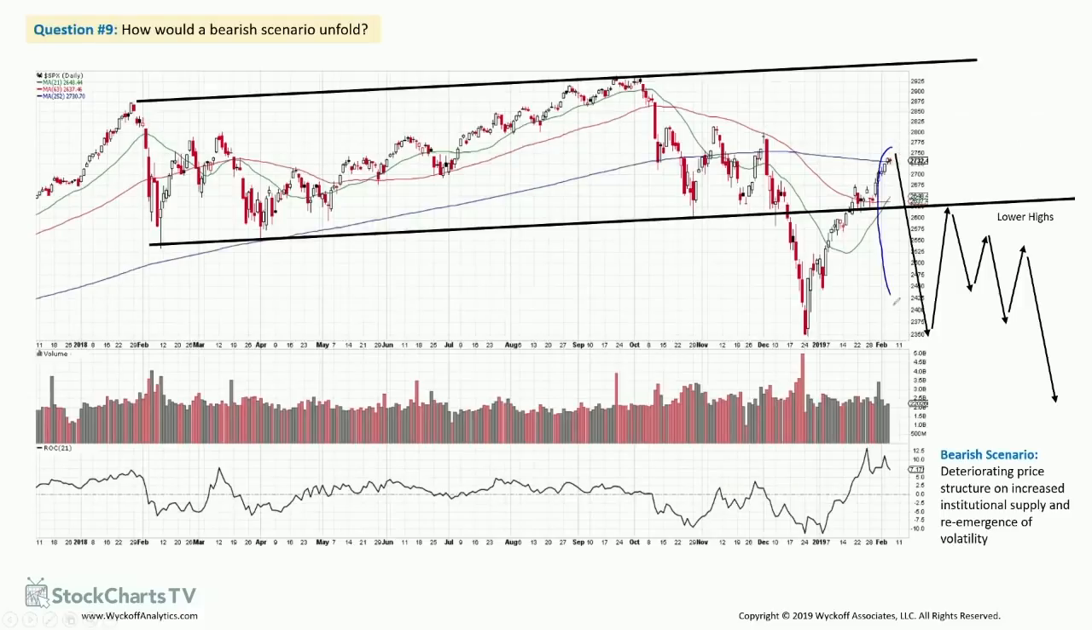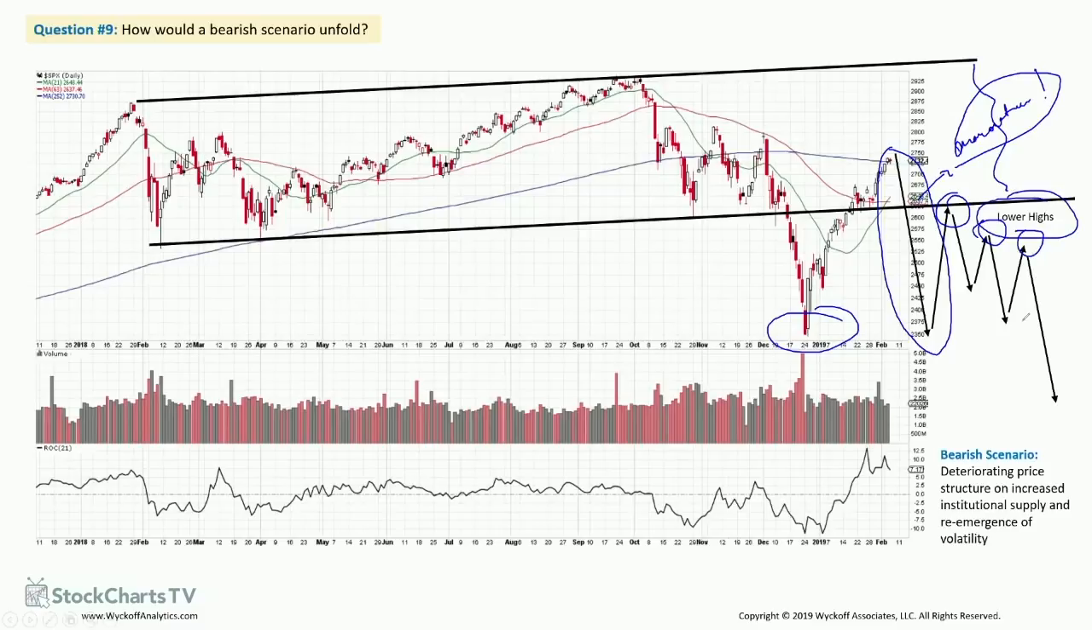Imagine if this reaction is quite significant, and the character of this, and this is going to be extremely important, has a lot of bearish characteristics, and the price actually goes to the lows, and then after that has no ability to come back to the higher structure, creating lower highs. That would be a signal to me that there is a deterioration of the price structure, especially if it happens on increased institutional supply and a reemergence of volatility.